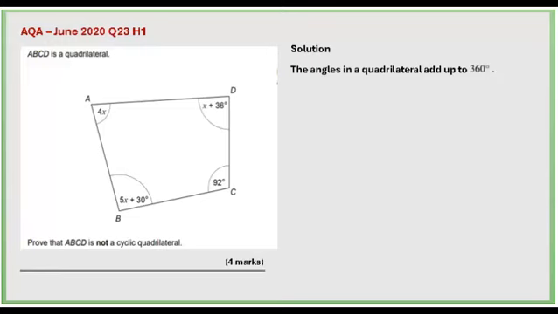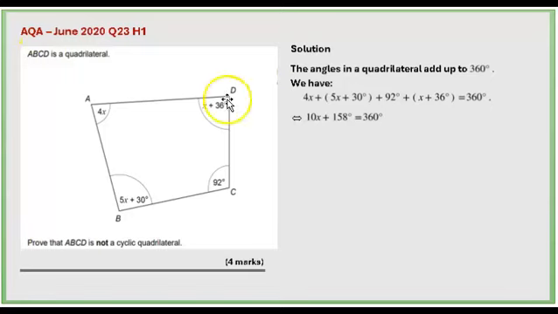Now, we can find exactly the value of each of the angles in the quadrilateral. So let's use this. We'll use the sum of the angles. So we start with 4x plus 5x plus 30 plus 92 plus x plus 36, which is going to give us 260.